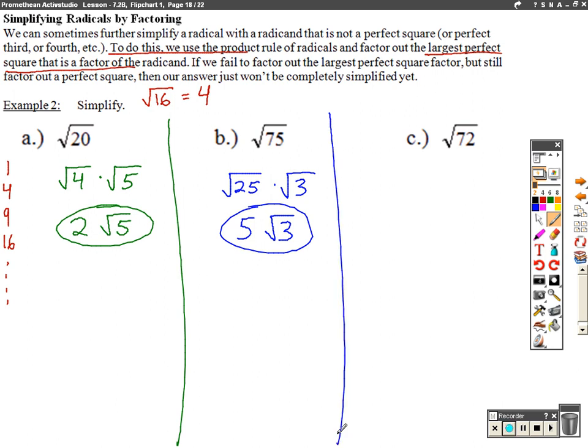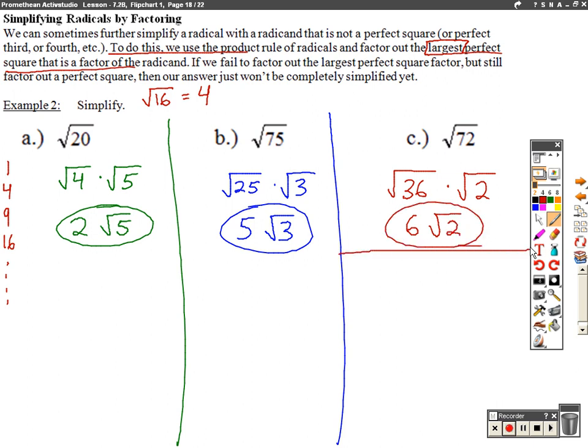Letter C. What's the largest perfect square that goes into 72 evenly? Well, some of you may say 9, and that will still work. I will address that because 9 is a perfect square that goes into it, but remember, we need the largest perfect square that goes into 72, and that's actually 36. 36 goes into 72 2 times. So the square root of 36 is 6 times the square root of 2, and that's your final answer.